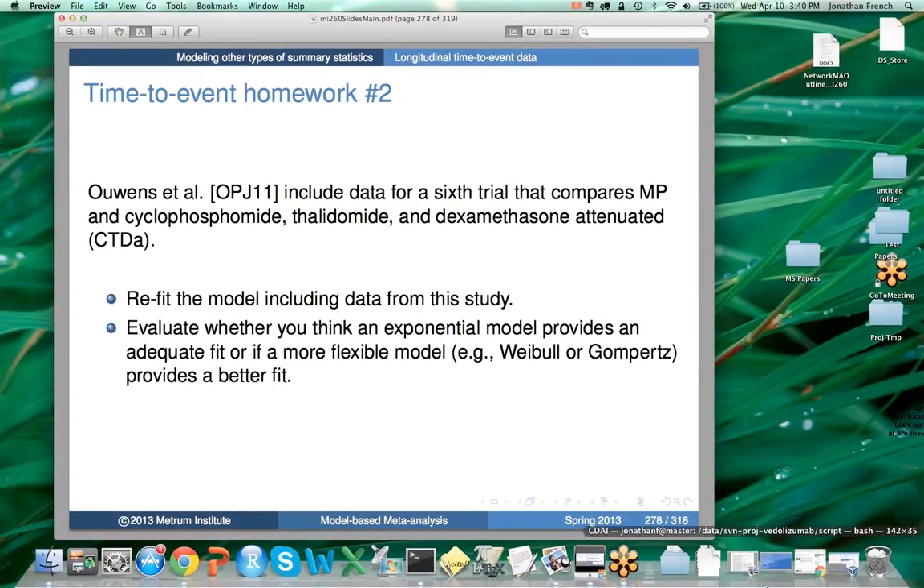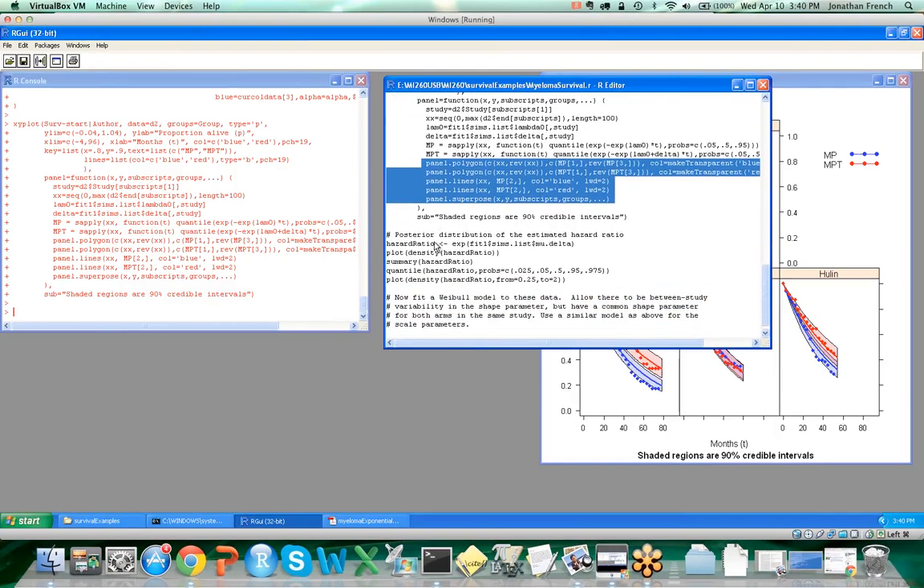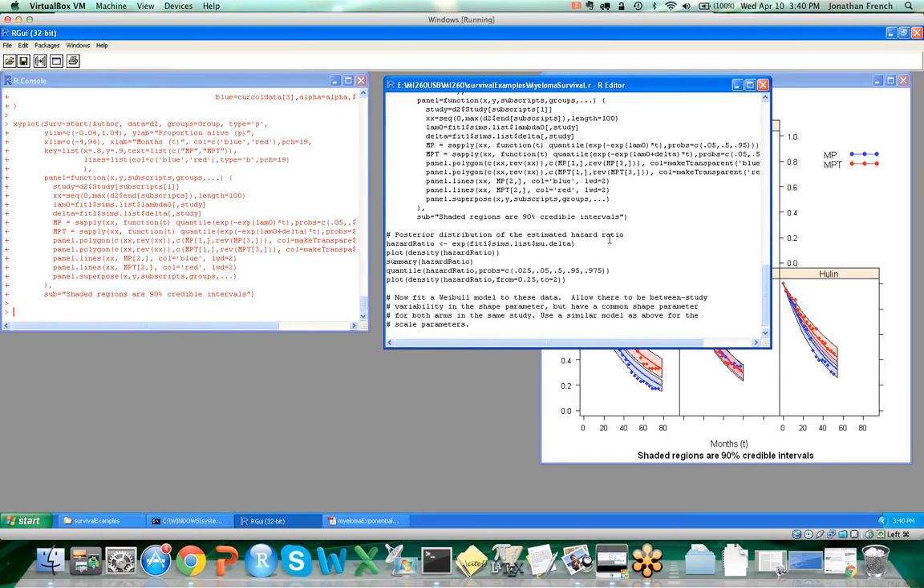The way you might want to make comparisons between treatment groups is to look at the hazard ratio, or the predicted median survival times, or the difference in median survival times. In this case, for this particular exponential model, the hazard ratio is just e to the delta.